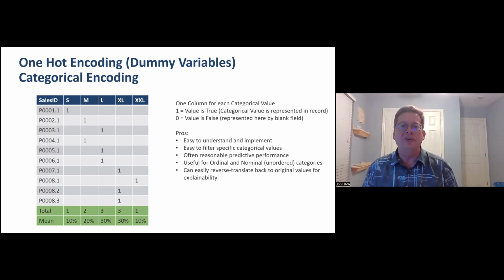So the advantages of Hot Encoding are that it's really easy to understand and interpret this data. It's easy to filter on things, that you can say, show me all of the receipts where there were small shirts. Show me all of the shirts that were red. That you can add those filtering options on really easily.